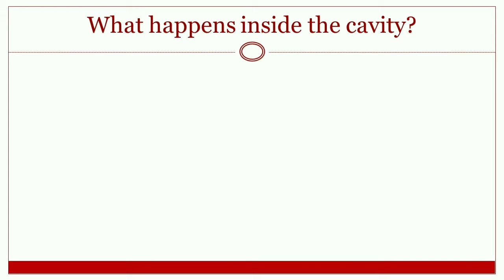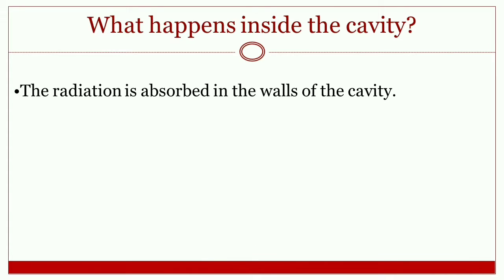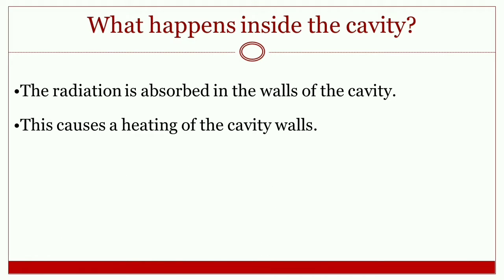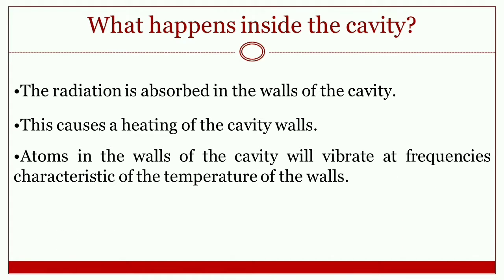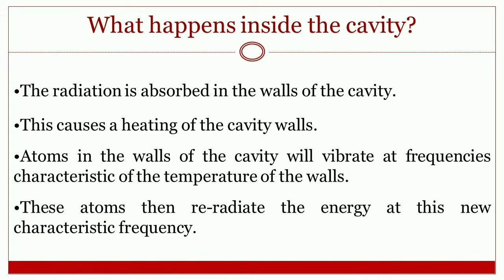So what is there in the cavity that makes it act as a blackbody? First, the wall of the cavity absorbs the radiation, and this radiation heats the cavity walls. Then the atoms in the wall of the cavity start to vibrate. Finally, those atoms re-radiate the energy at a new frequency.